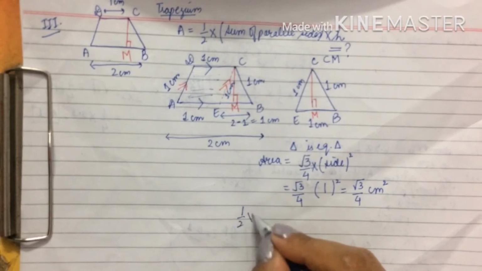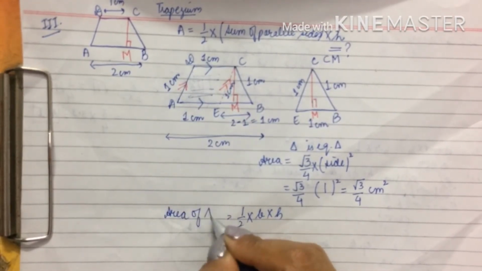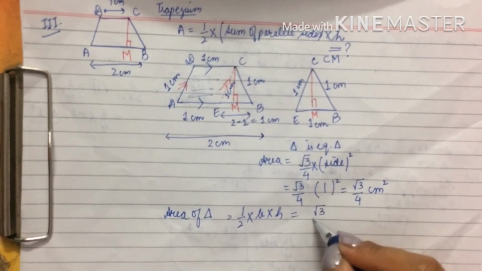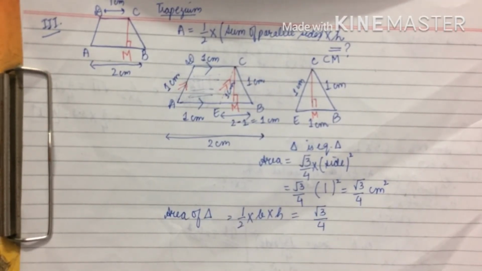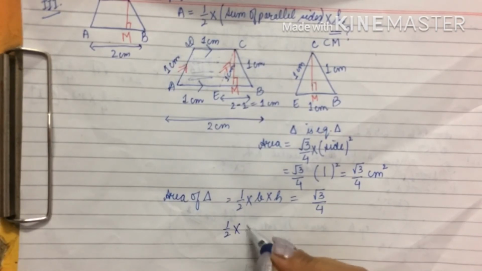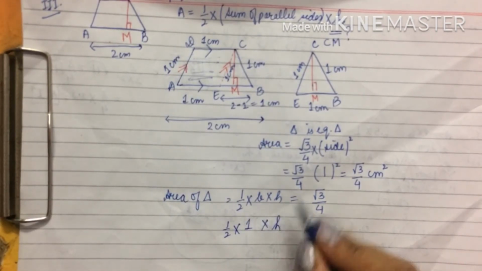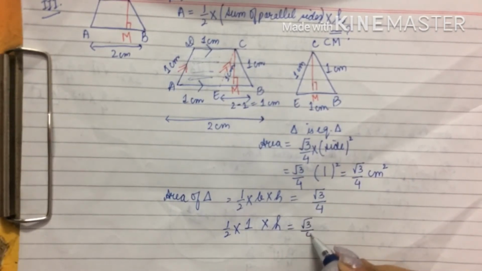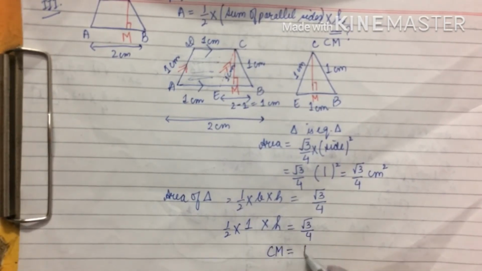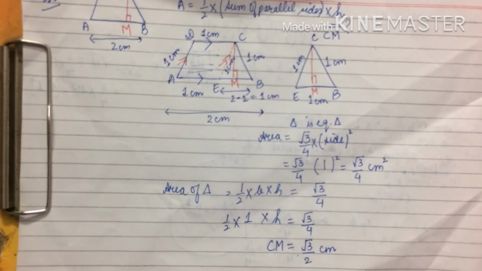So half into base into height is the area of the triangle. This is obtained as root 3 by 4. Let's put the value of the base. Half, the base of the triangle is 1, height, you could use h, or you can write down the name of the height CM, equals root 3 by 4. So height CM comes out to be root 3 by 2 centimeters. Now I can use this height in this formula over here.